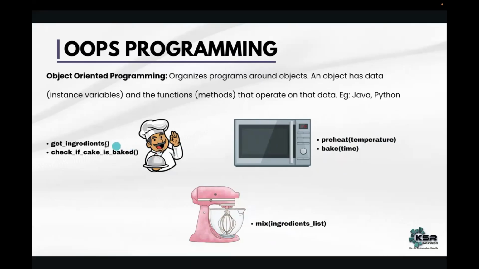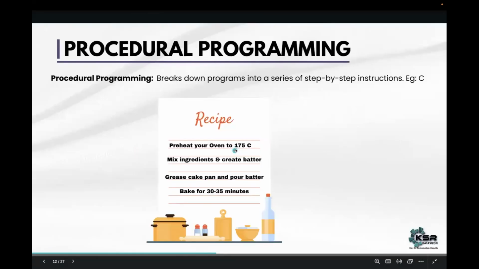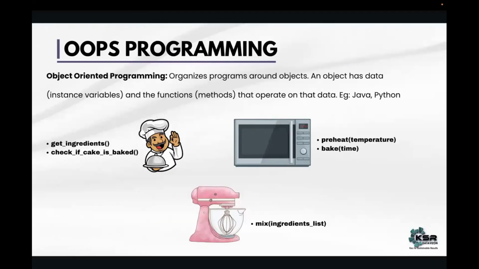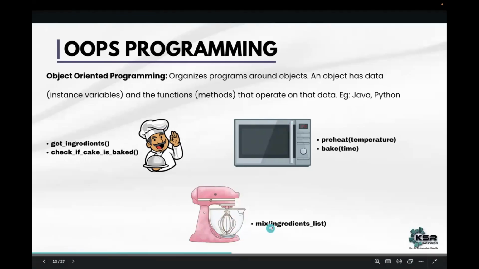The chef will get all the ingredients. The chef will check whether the cake is baked or not. Okay, so these are like objects. The task was the same. Here you just took the recipe, followed the instructions, and completed the things. But here, you will create objects. So these are objects, and you will create the functions for what each object can perform.